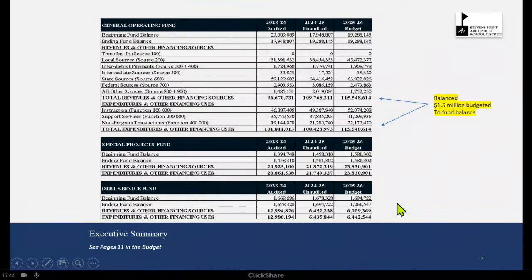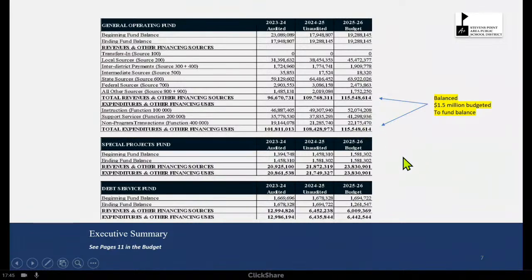So what we did is we proactively budgeted $1.5 million to fund balance. So it's actually in an account. So instead of waiting to see how things shake out at the end of the year, we budgeted in an account so that we can really work on that. So that 1.5 million is part of these expenditures right here.